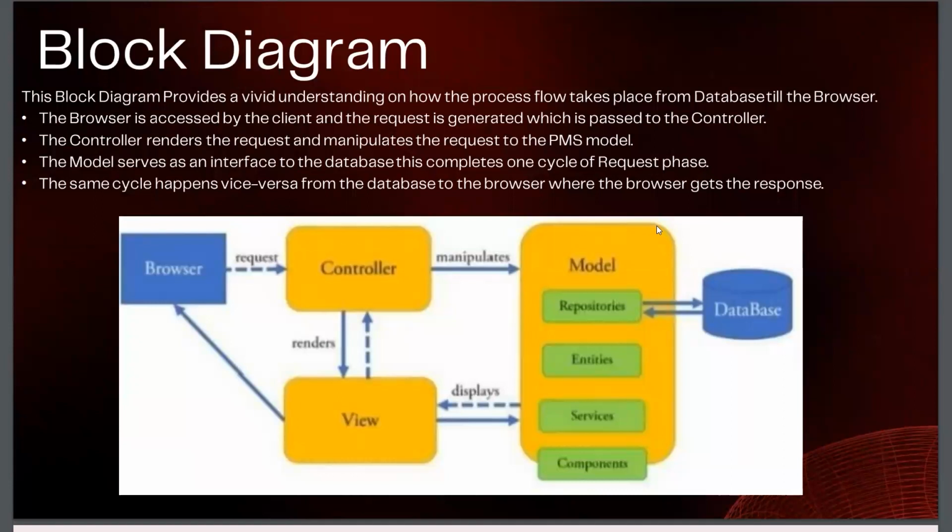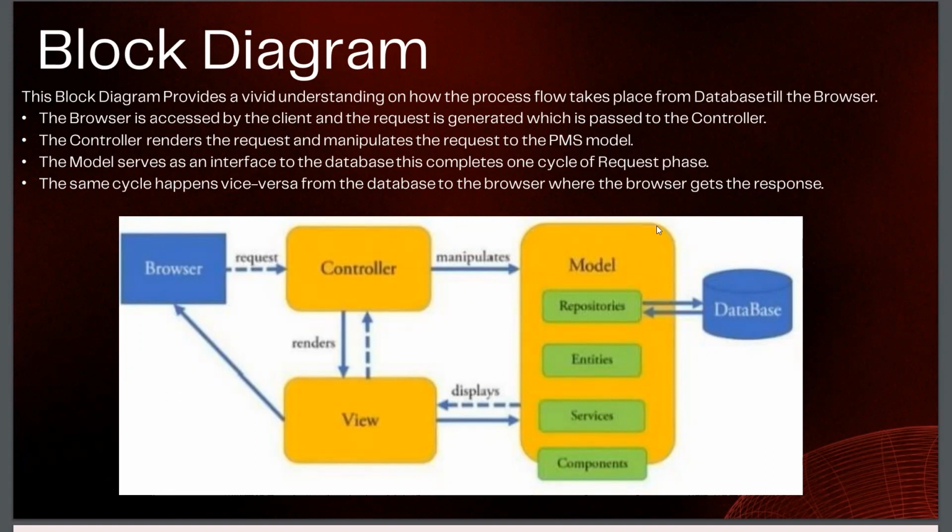So coming to the block diagram, this block diagram provides a vivid understanding of how the process flow takes place from the browser to the database and vice versa. So here the browser is accessed by the client and the request is generated, which is passed to the controller. So the controller renders the request and manipulates the request into the PMS model.